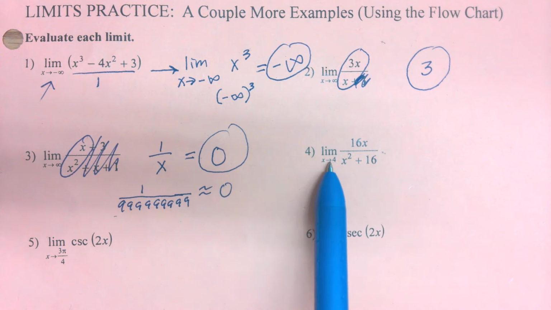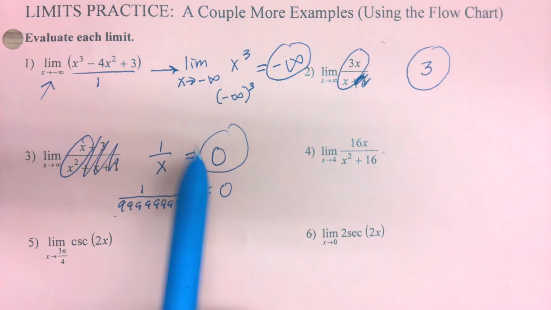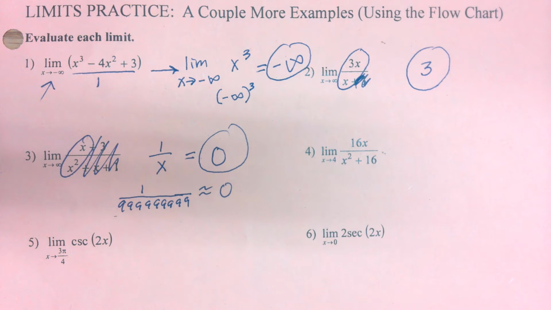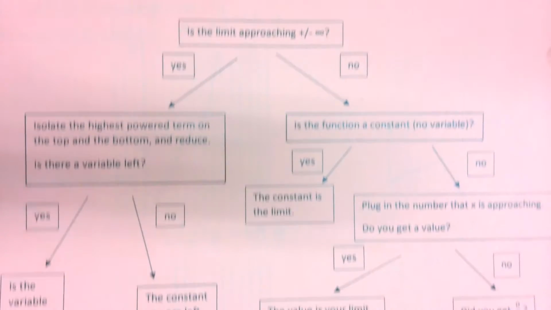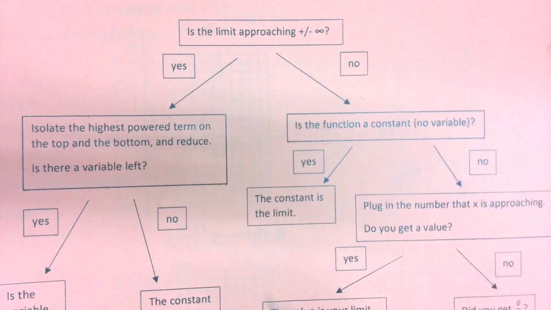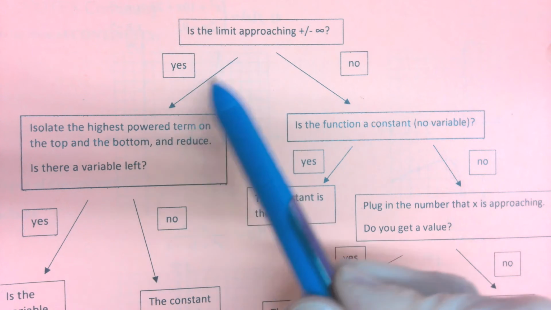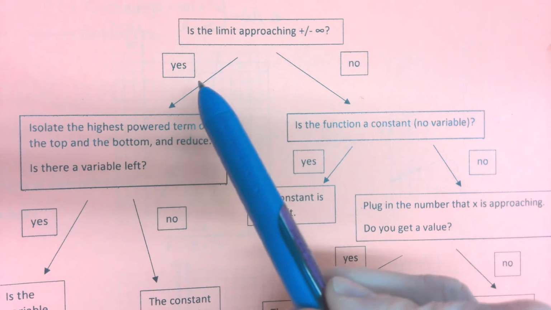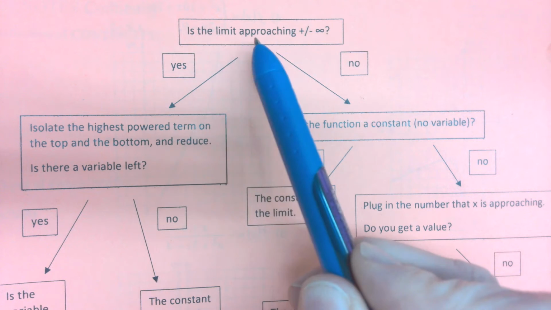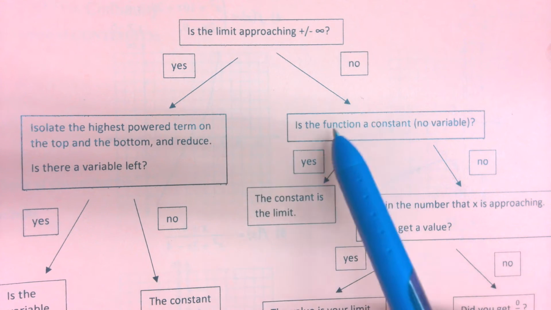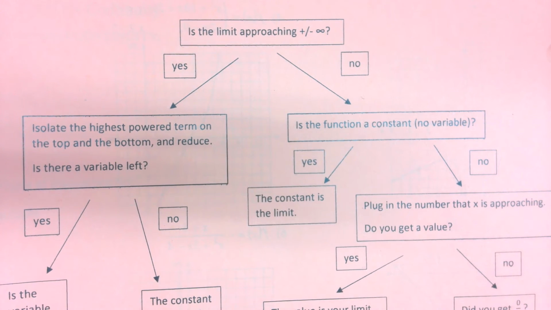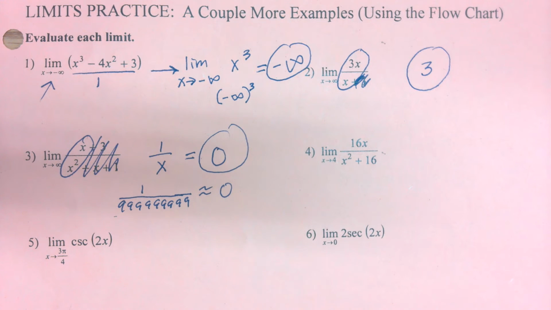But in problem number 4, what if it's not approaching infinity? Those first 3 shortcuts, again, only apply to infinity. And now, when I go and look at my flow chart that we looked at, I can't go down this yes side anymore. If it's not approaching infinity, I have to go down this no side. And so all the rest of the problems are going to deal with those steps.